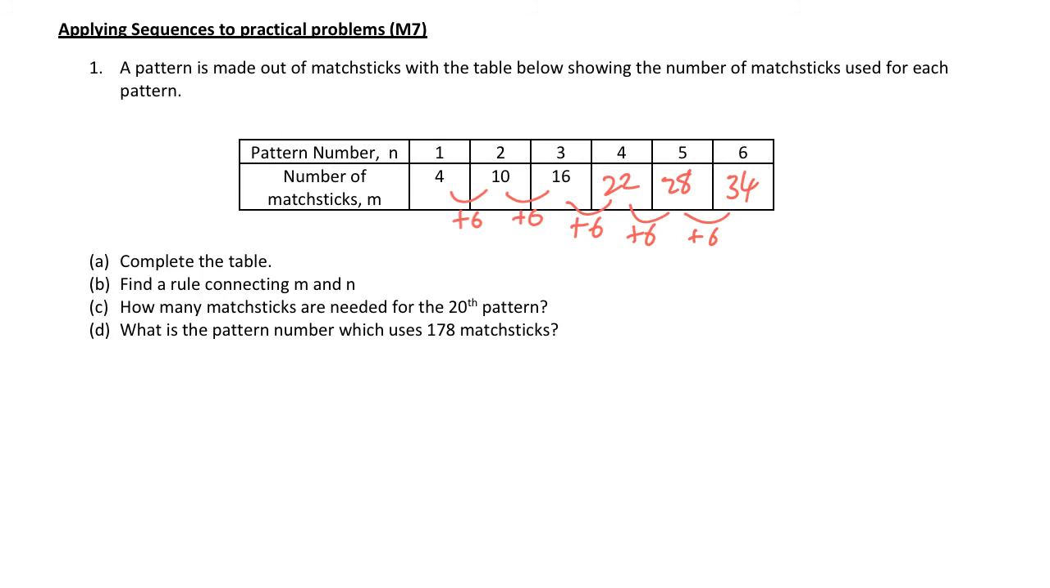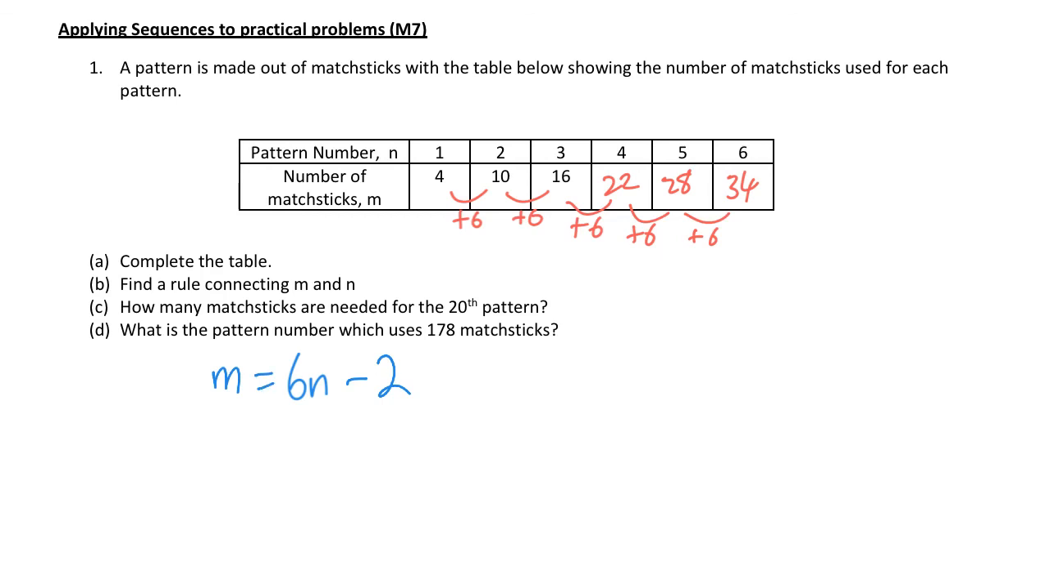Find a rule connecting m, which is the number of matchsticks, and n. So we're essentially working out the nth term again. Because we're adding on 6 each time, it's going to be of the form 6n. To work out how many we're adding on or taking away, we go back the other way. So we've got 34, 28, 22, 16, 10, 4. The term before that would be minus 2. So we've got 6n minus 2. Now this tells us how many matchsticks there are. So we say that m is equal to 6n minus 2.